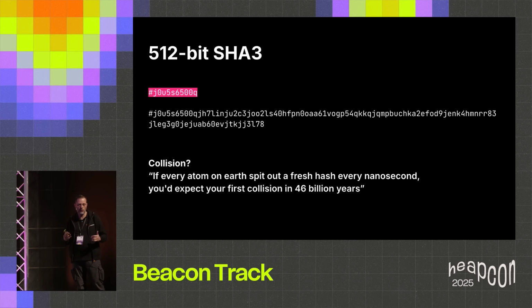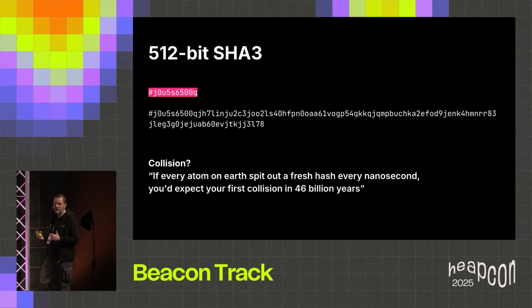So I suppose most of us are using Git today. Do you know which cryptographic function Git is using? SHA-1. So converted into human language, if every atom on Earth spit out a fresh hash every nanosecond, you would expect your first collision in 46 billion years. In other words, there are high chances something else will happen before a clash on the SHA-3 horizon.